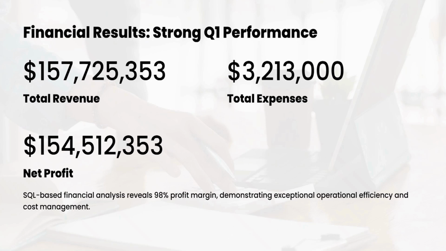So the next slide would be financial results. The total revenue amounts to $157.7 million, while total expenses are only $3.2 million. This results in a net profit of approximately $154.5 million. This means the company achieved a profit margin of about 98%, showing excellent operational efficiency and cost management.